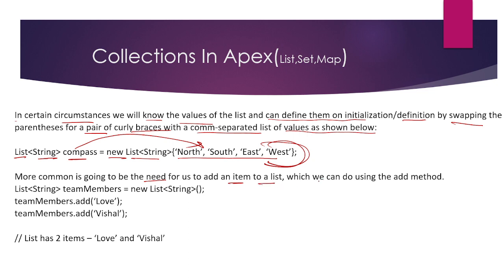More common is going to be the need for us to add an item to a list, which we can do using the add method. List of string team members equals new list of string, team members dot add Love, team members dot add Vishal. We can store the values in a list using the add method. How many items are in this list? Two items, Love and Vishal.